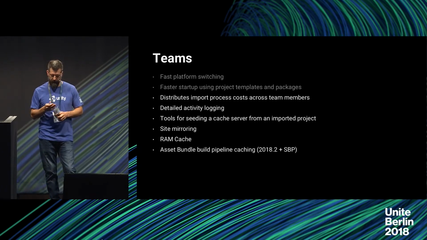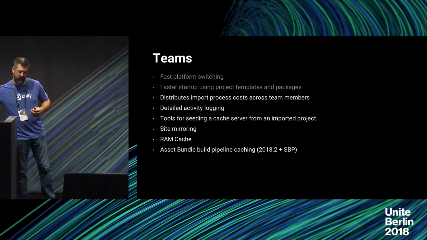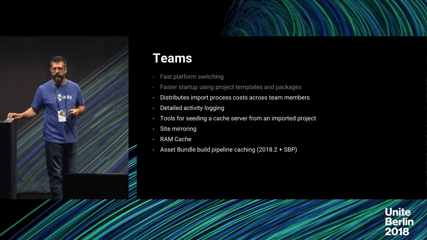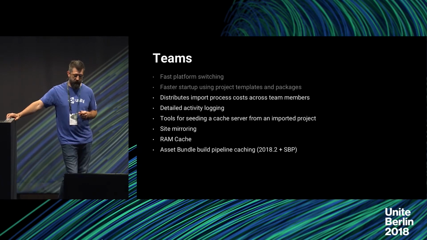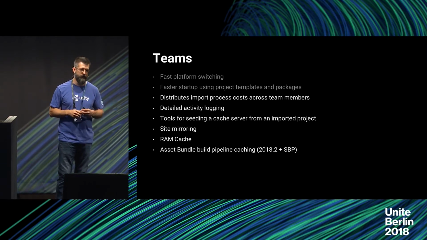Something else that's pretty new: you may have heard us talking about addressables and the new scriptable build pipeline. We're not going into a lot of detail on the scriptable build pipeline at this Unite, but it's basically a new build pipeline for content, for asset bundles, and it has a caching system that can be connected to the cache server. So now not only is your asset import pipeline benefiting from caching, your content build pipeline can also benefit from caching.